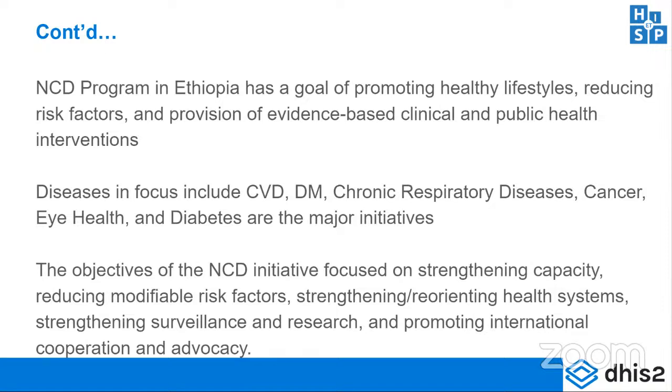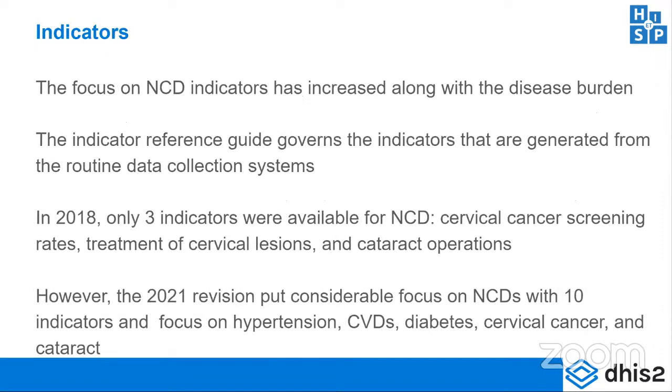The objectives of this initiative are focused on 5 major things. One is strengthening capacity across the board. The second is reducing modifiable risk factors. The third is strengthening and reorienting the health system to tackle NCDs. The fourth is strengthening surveillance and research. And lastly, promotion of international cooperation and advocacy are to be used as strategy to tackle the NCD problem. Here, as you can see, there is a strong focus on surveillance and research. That's where the data comes in.